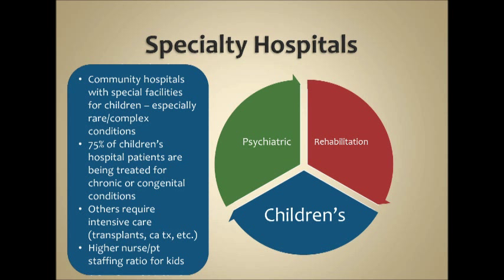Other patients that are not in that 75% require intensive care for other things like transplants or cancer treatment. And children's hospitals require a higher nurse to patient staffing ratio. So right there you can see that pediatric nursing has to be sort of a big field because there needs to be a higher staffing ratio.